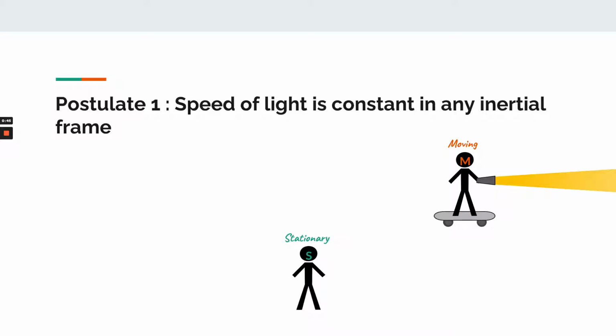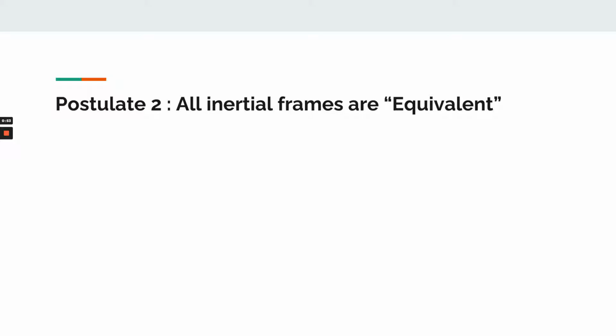This postulate has been tested and experimented countless number of times in the past century, and all the results show that the postulate holds true. The second postulate, also known as the relativity postulate, states all inertial frames are equivalent. What this basically states is that just stating object A is moving isn't enough. What is it moving relative to?